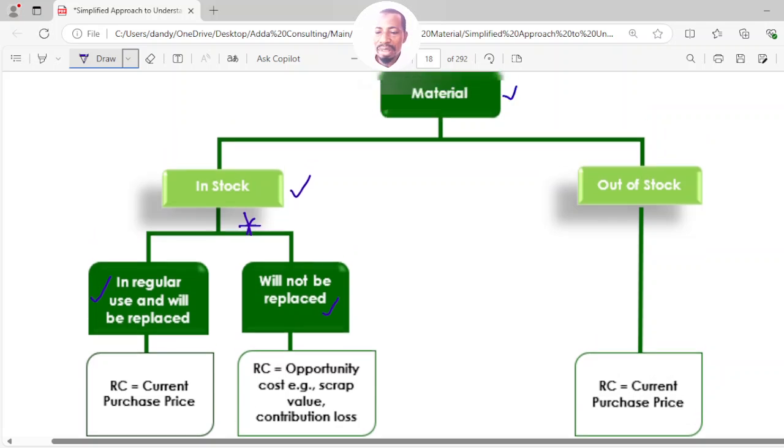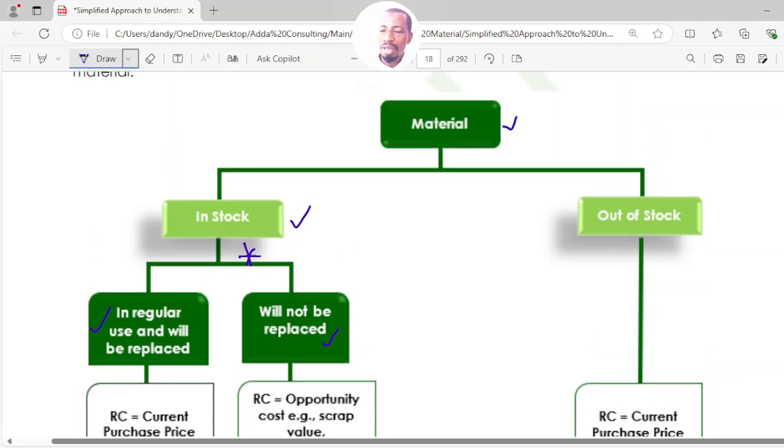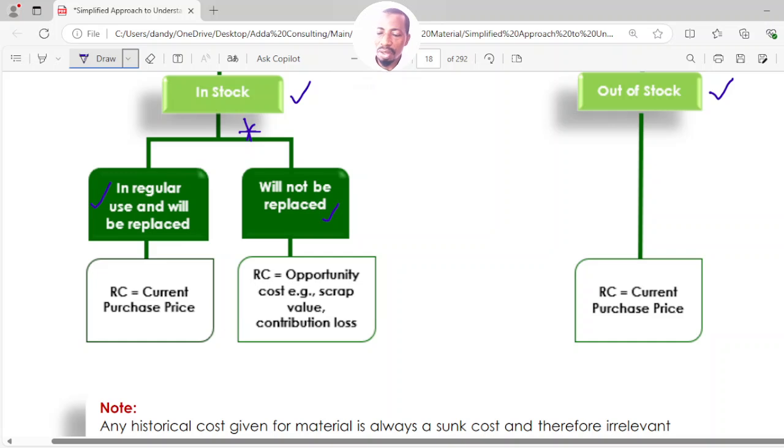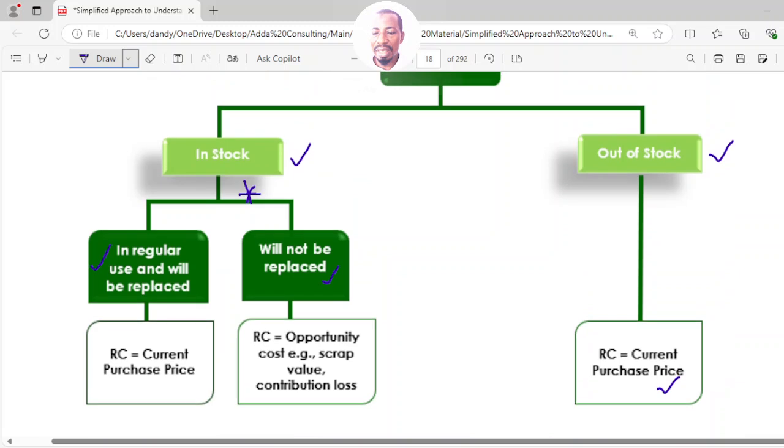Now, with this same material, it may not be in stock. If you don't have the material in stock, what do you do? You go to the market and buy. The amount at which you are going to purchase it in the market is what is called the current purchase price or replacement cost. So relevant cost is the current purchase price. Once you are told that the material is out of stock, then in that case, relevant cost is the current purchase price. So let's talk about how to determine relevant cost of labor, the diagrammatical representation.